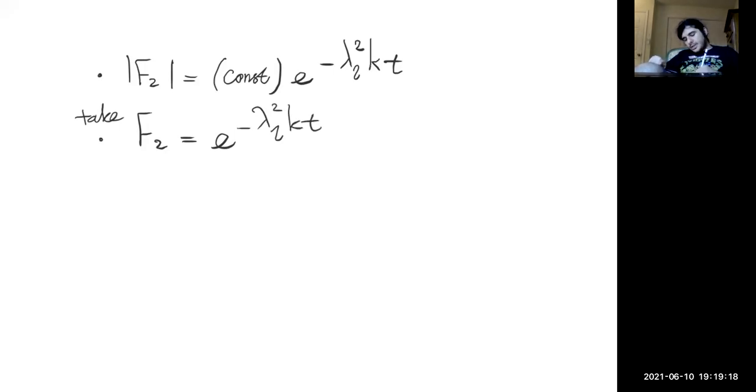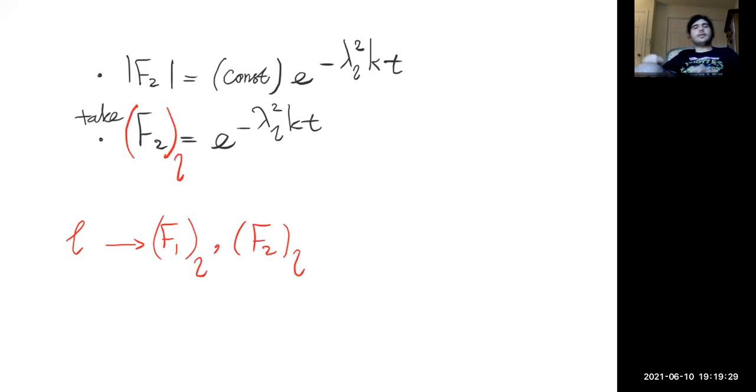So great, for each L, we have one f1 L, and now we have one f2 L also, because for each L, we have one of these solutions, right? There's not just one solution. There are infinitely many f1, there are infinitely many f2.